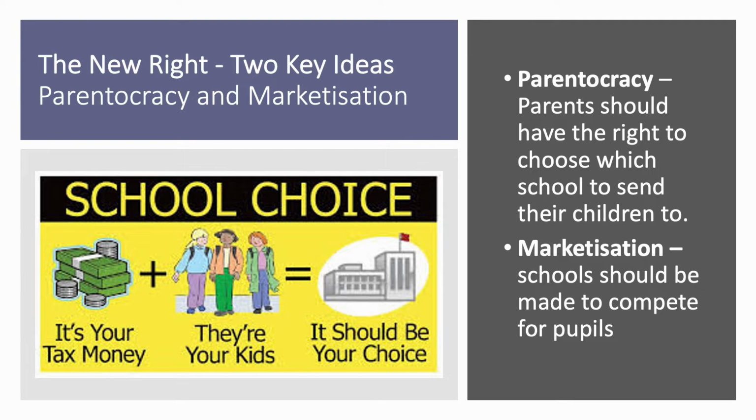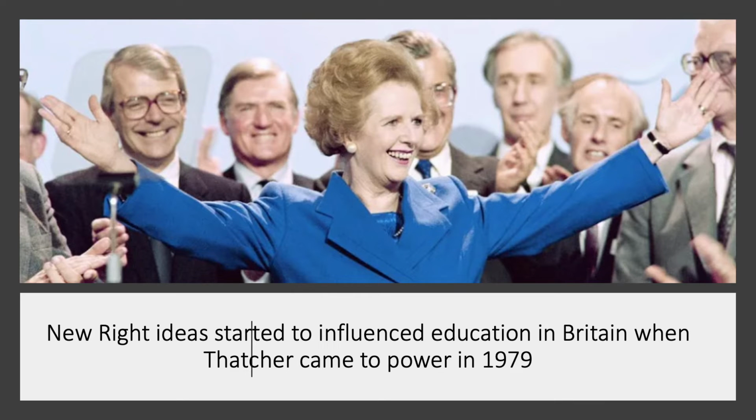And 2 key principles worked together in order to raise standards in the eyes of the Tories. The first was parentocracy, giving students and parents the right to choose schools, and also marketisation, making schools compete for pupils in the same way that businesses compete for customers. So marketisation means creating an education market. And you've probably heard of Margaret Thatcher. She was the most well-known face of neoliberalism and the New Right in the 1980s in Britain.